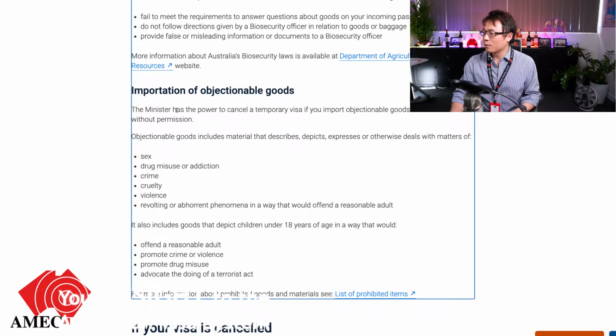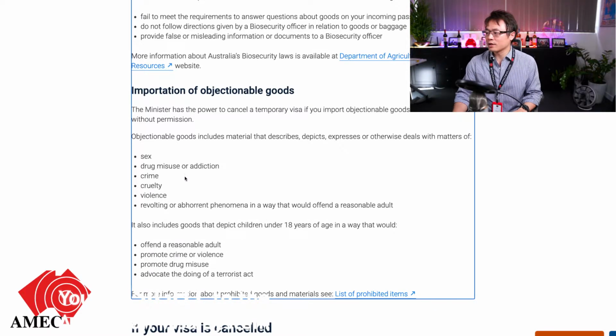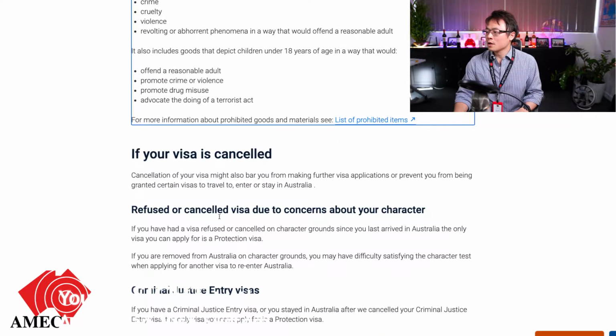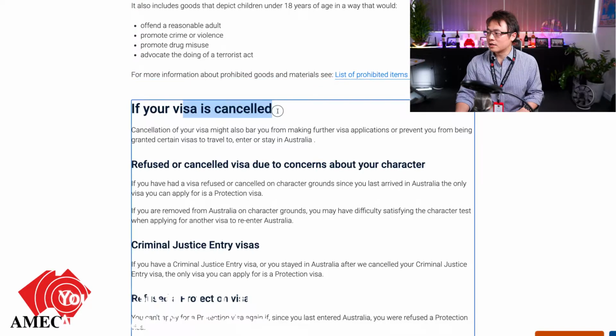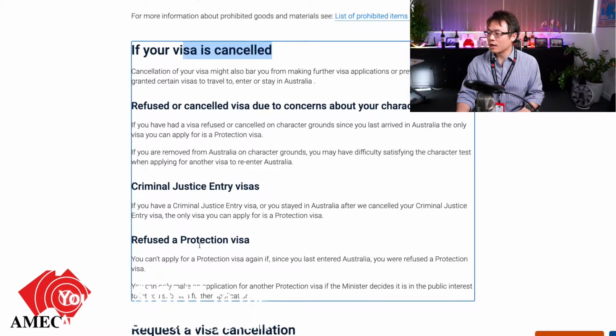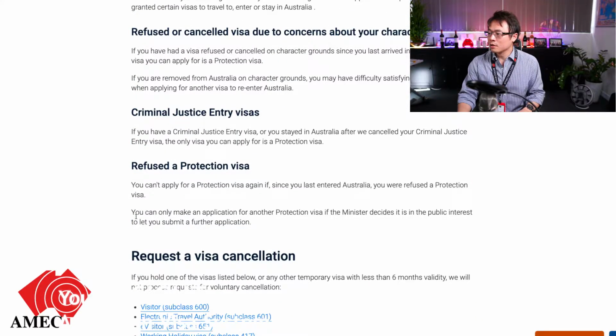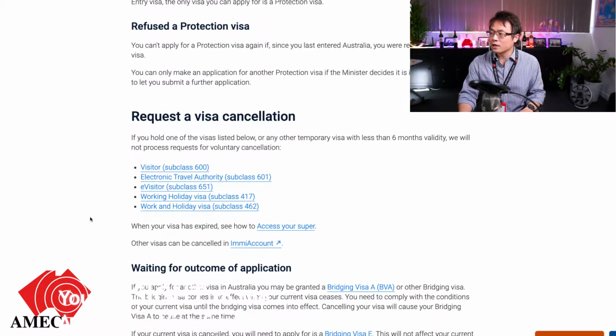Importation of objectionable goods, so drugs and things. That's pretty obvious. So you'll get your visa cancelled, refused, and some people try to lodge a protection visa. You've got to be very careful.